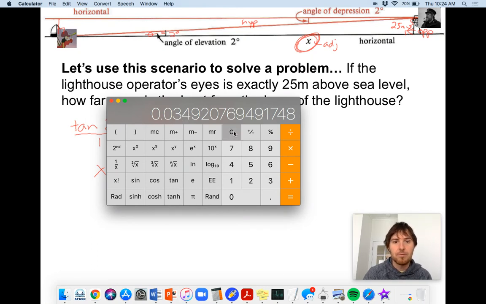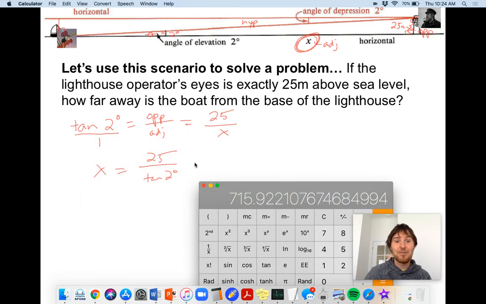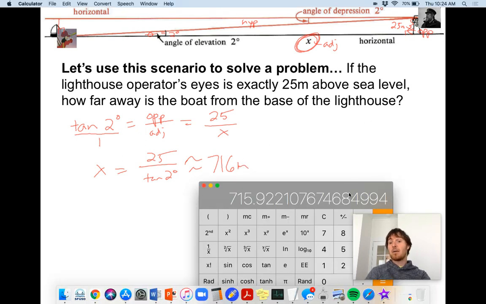So I'm going to do 25 divided by 0.03492. I hope I did that right. And I get 715, okay? So about 716 meters. Okay, that's one way to solve it.